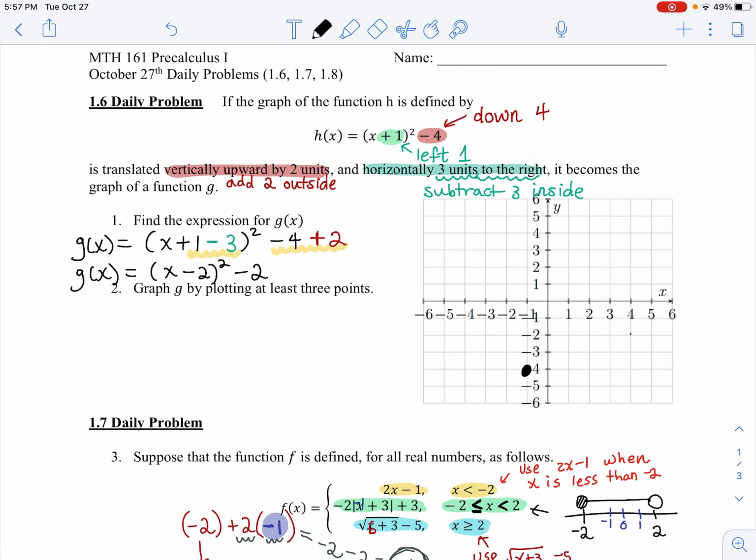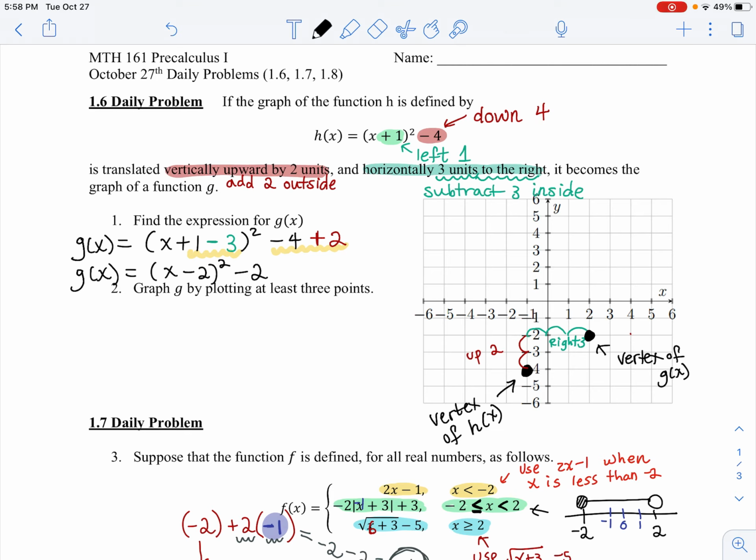What else can you do? Take a look. Remember this point that I plotted? This is the vertex of the original function, h of x. They did say they're moving this guy up 2 units. Up 2. And they also said they're moving this 3 to the right: 1, 2, 3 to the right. Right 3. So the new vertex, the new function g's vertex, will be right there. This is the vertex of g of x.